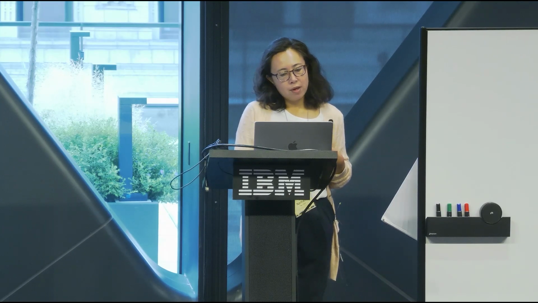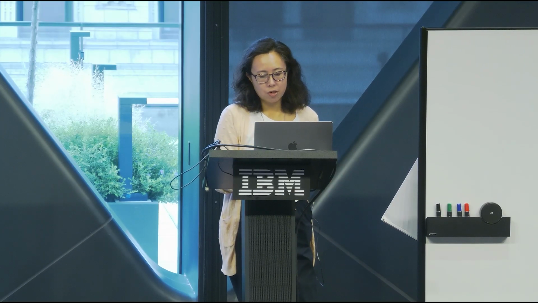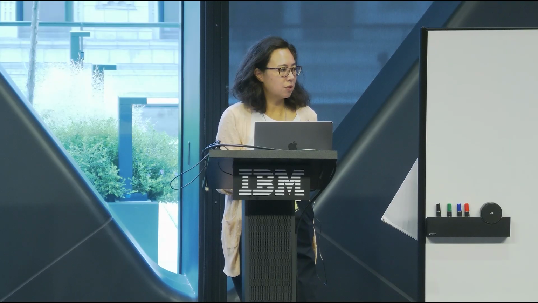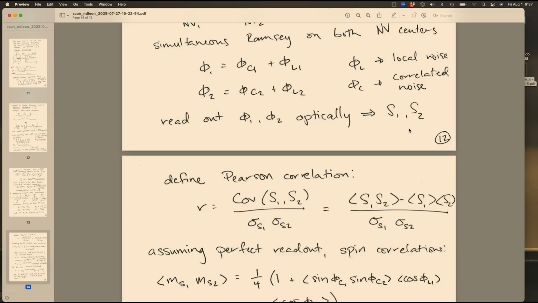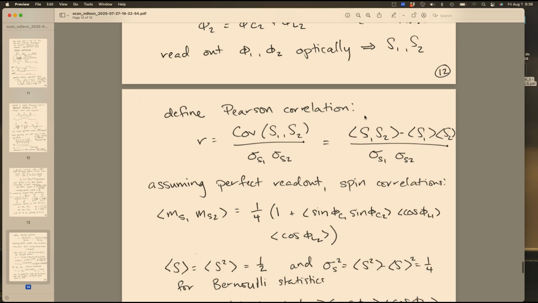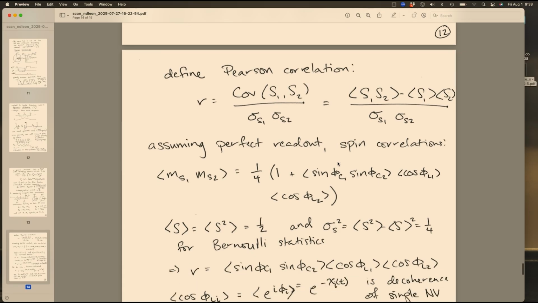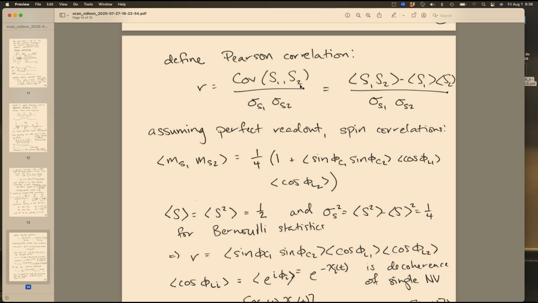Okay, so now I can just take those, and I'm going to call those S1 and S2. So I just have two classical arrays of numbers, right, that I've just written down. So now what I can do is define, for example, a Pearson correlation, which just says if I look at S1 and S2 and then look at their covariance and then normalize by their individual variances, then that's going to tell me sort of how correlated these two different traces are.